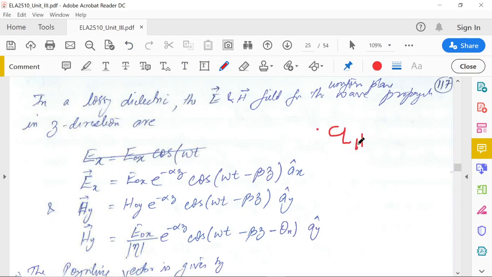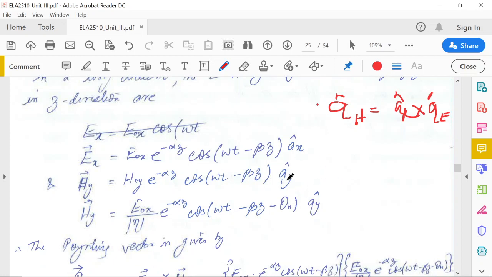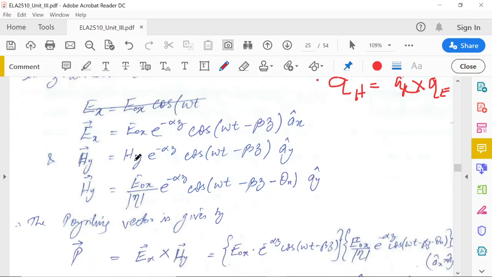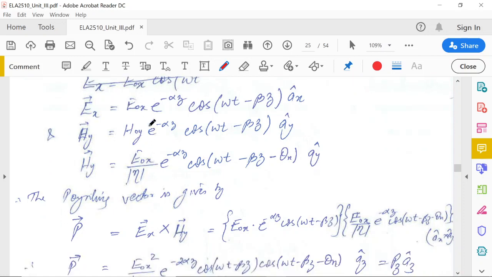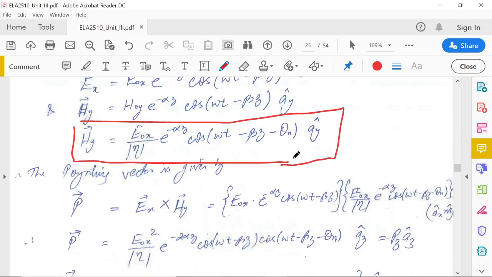The direction of H will be AK cross AE. So now what you calculate: this is Z, AZ cross AX will give you the AY. So the direction will be AY, these two remain the same. Now HOY you can compute just by dividing this one with eta. So if you find out the actual expression, here you will have this one. So we have already found that.